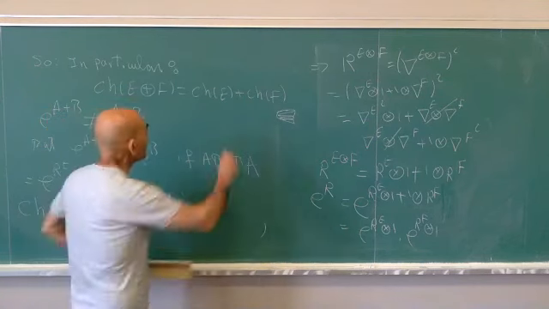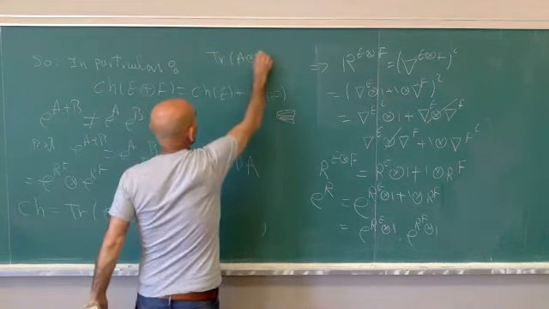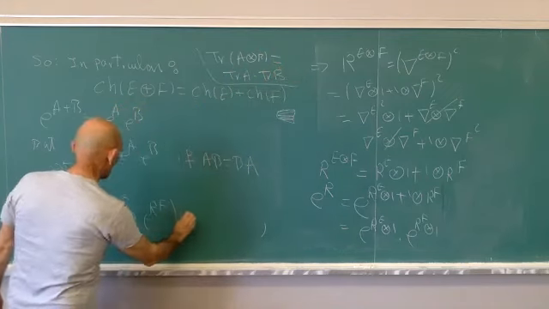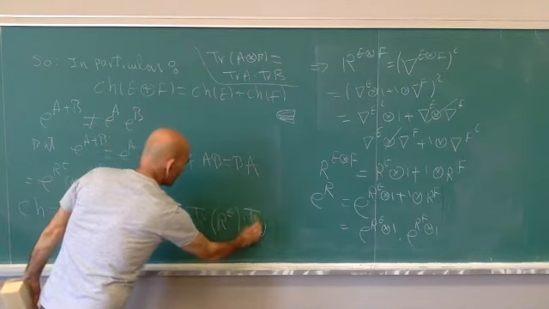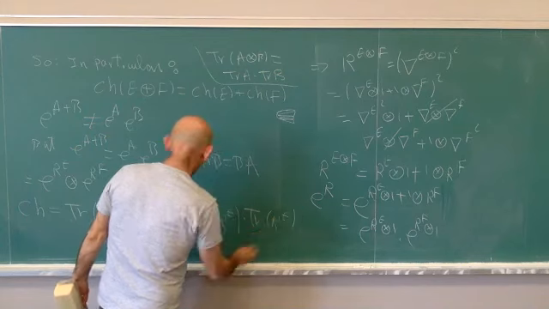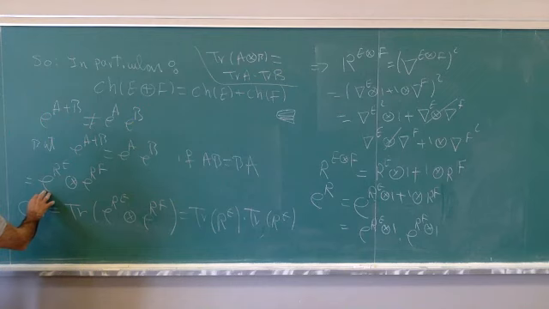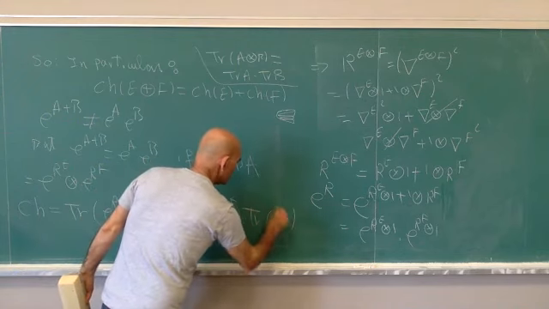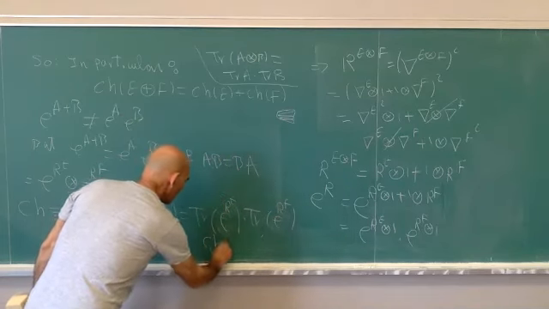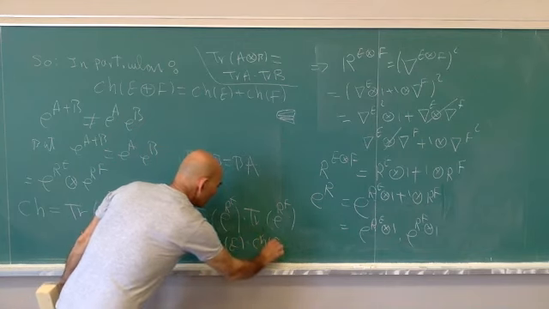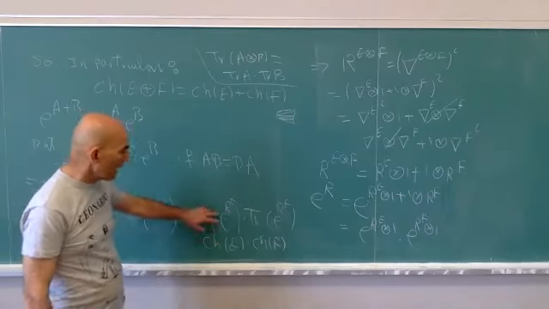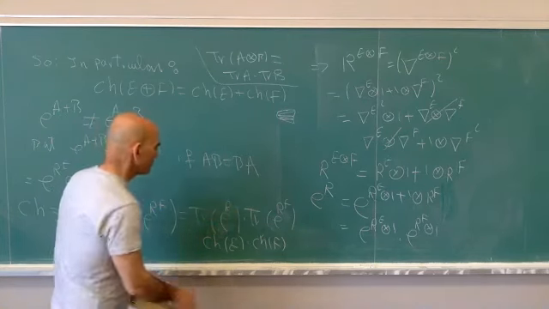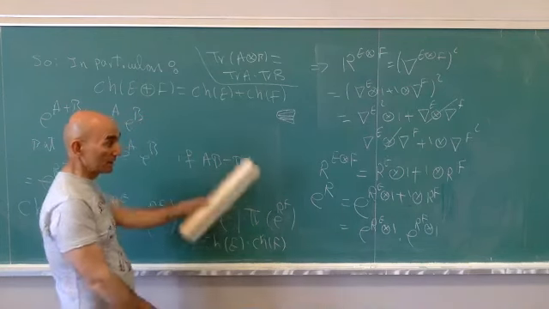Now trace has this wonderful property that the trace of A tensor B, for endomorphisms, is equal to the trace of A times the trace of B. So this is equal to the trace of exponential of RE times the trace of exponential of RF. Sorry, I should have put the exponential. And of course, this is Chern of E times Chern of F. Well, again, you have to put the minus 1 over 2 pi i here, but that's a decoration at this level right now. So this finishes the proof.